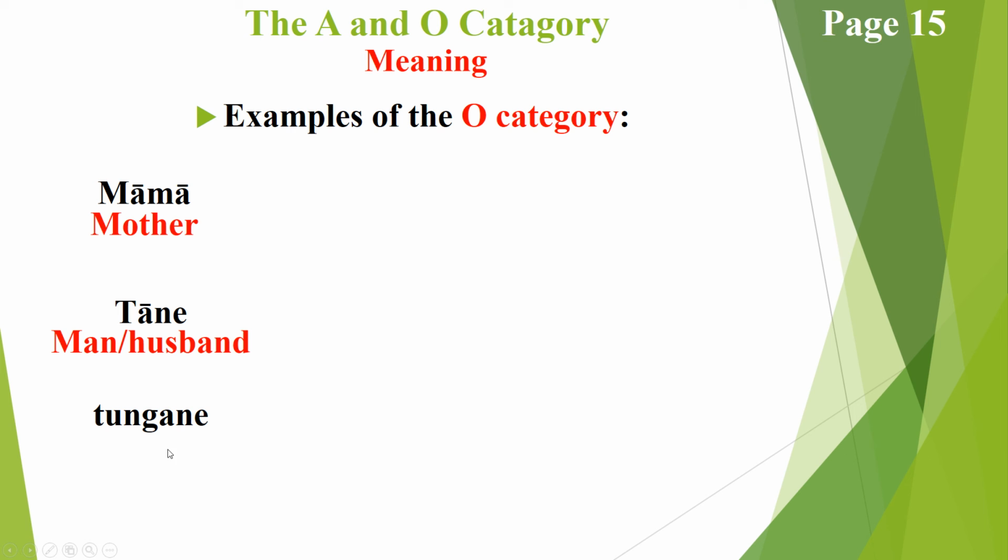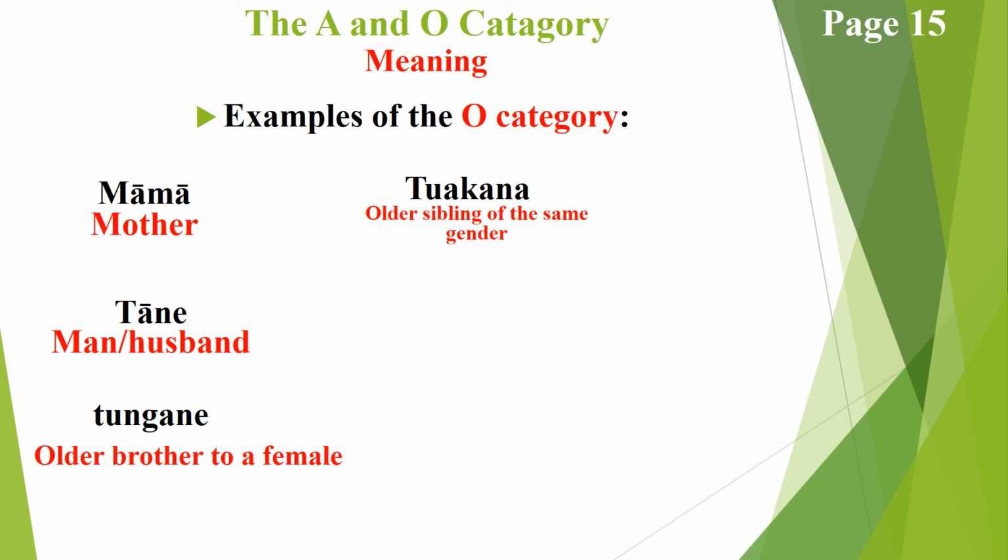Ka pai, tungane. Once again, we have this word tungane, which can mean both, but in this context, because it's in the O category, it can only mean older brother to a female. It cannot mean a younger brother because it's in the O category. Ka pai, tuakana, that's an older sibling of the same gender, which is always in the O category. Tuakana, whether it's male or female, belongs in the O category because of their status over you.